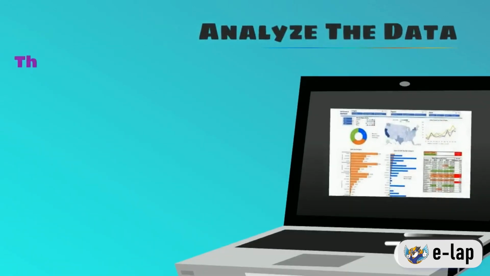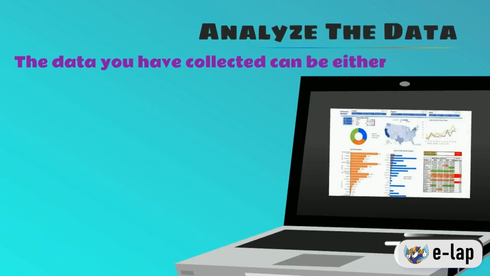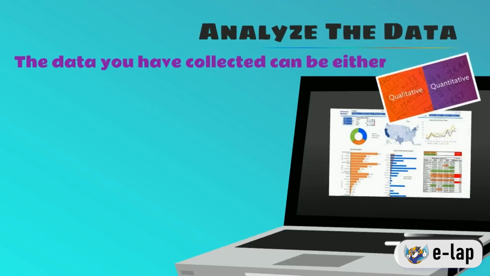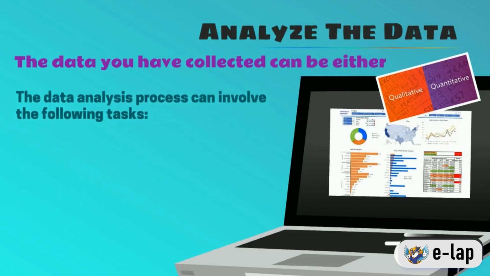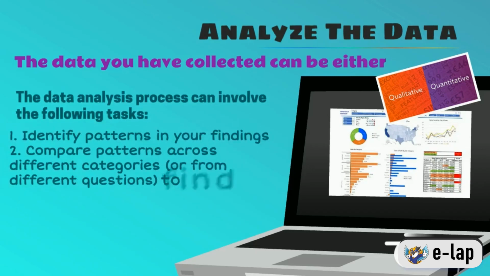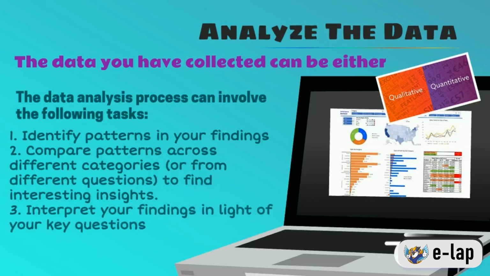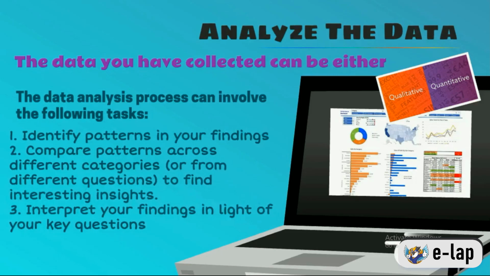3. Analyze the data. The data you have collected can be either qualitative or quantitative. Quantitative data refers to numerical data such as ages of respondents or the number of yes answers. Qualitative data includes text, stories, open-ended responses in surveys and interviews, audio and video materials, and images. Most applied research projects use qualitative data or a mix of qualitative and quantitative data.